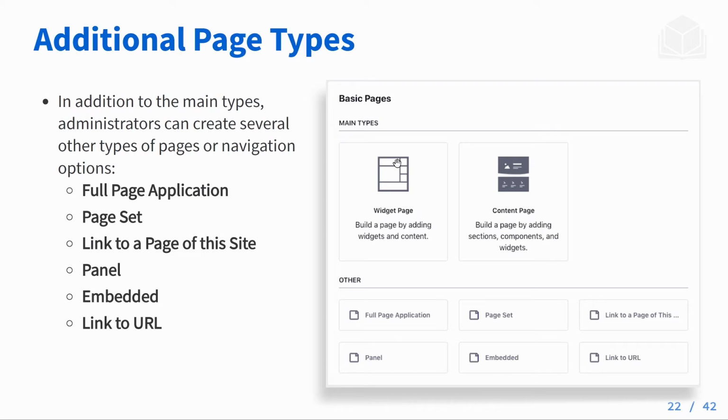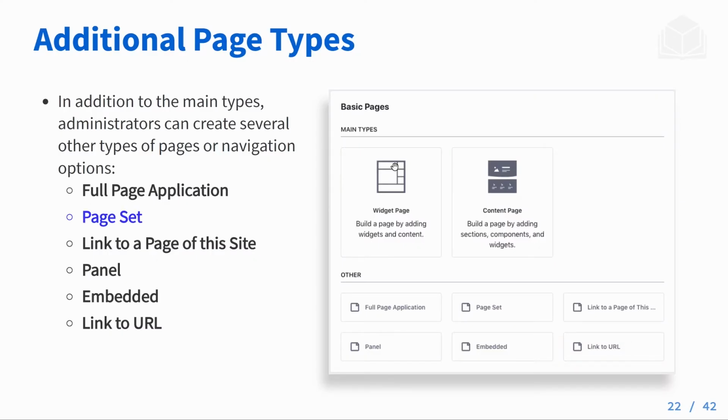So we have a couple of these that are just navigation options. For example, link to a page of this site. This is going to be simply a navigation option in that navigation widget that will just link to another page. In addition, page set is not actually a page exactly. What page set is, if you select this page type and then add additional child pages, it will become a navigation dropdown in your navigation widget. And if that doesn't make sense, just try adding one of these and adding some child pages, and you'll see in the navigation widget that it becomes a dropdown.